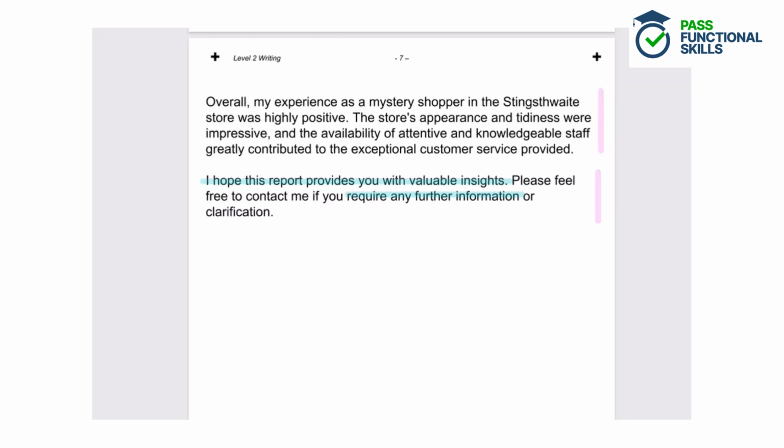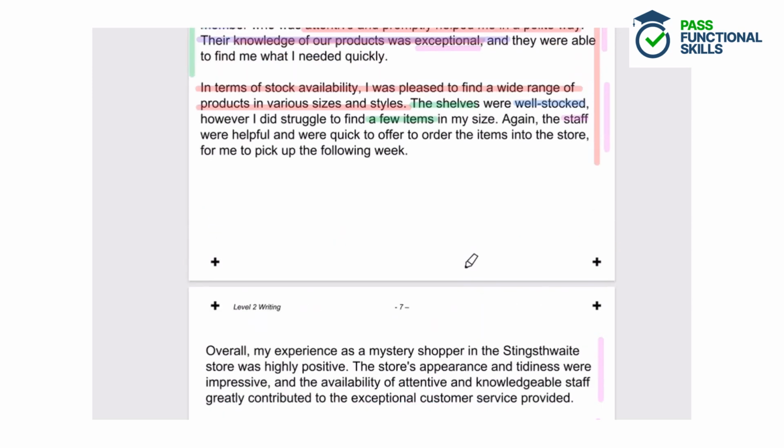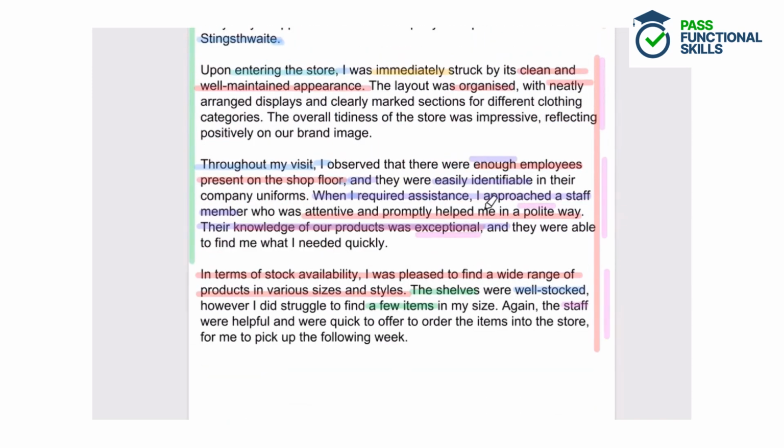Finally, you need to try to use complex sentences in your answers. So use sentences that have multiple ideas that are contained within them. Generally, these will be longer sentences. So we've got a few longer, more complex sentences that join up ideas using more than one clause, using commas and punctuation.